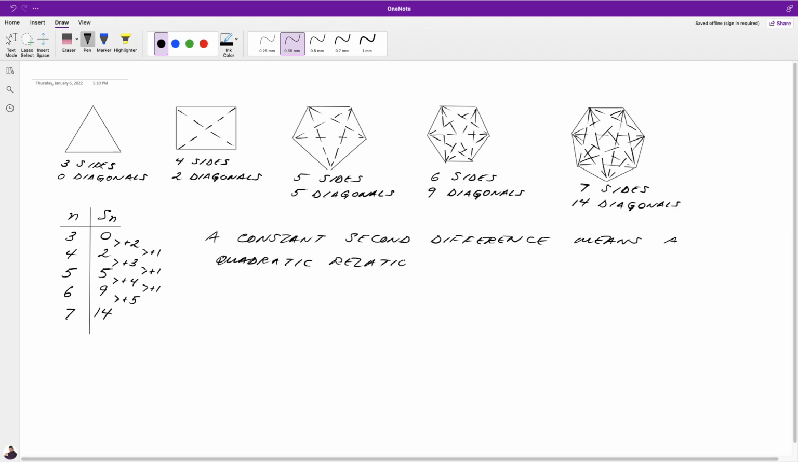And a general quadratic is going to look like this. So S of n equals an squared plus bn plus c. Of course, let's be clear. We're not talking about a continuous function here. We're talking about a discrete function. So n must belong to the set of positive integers.